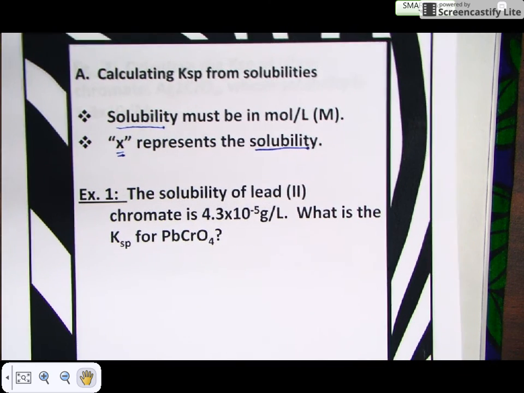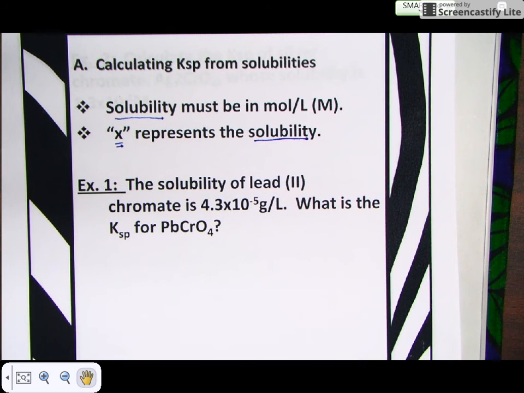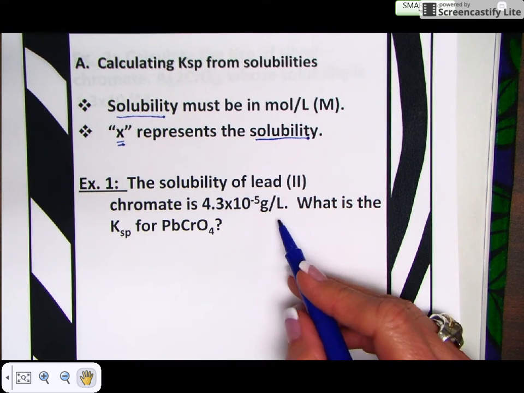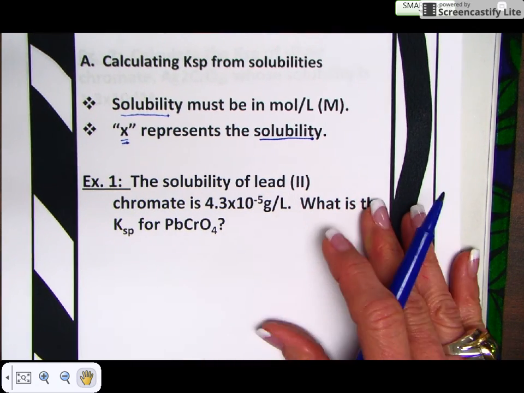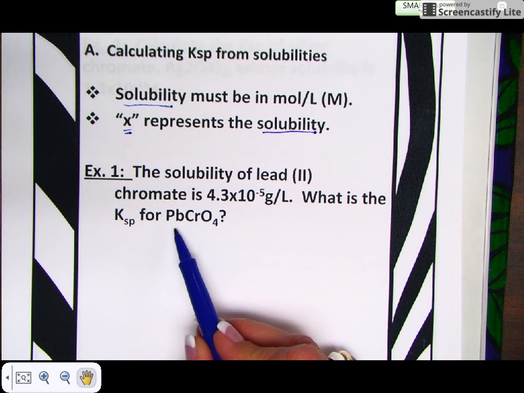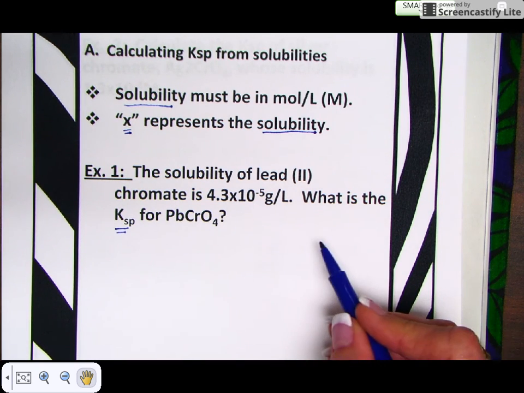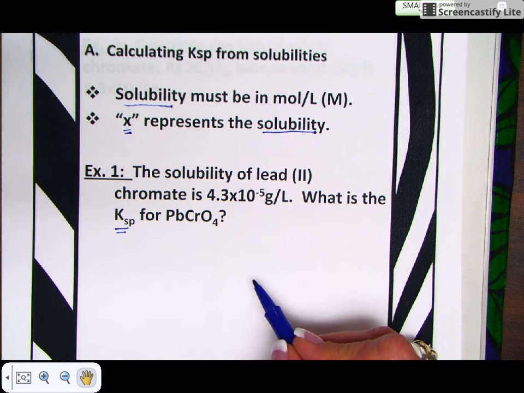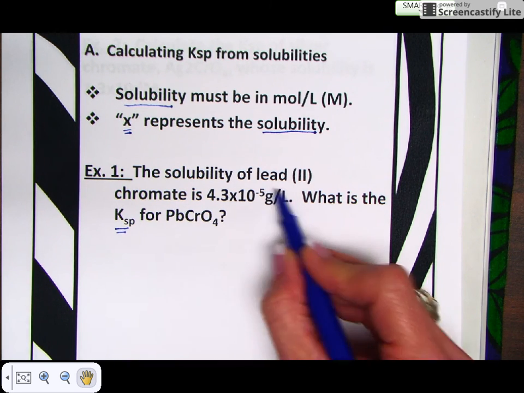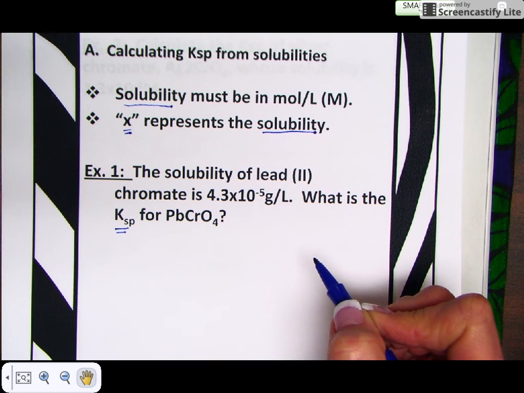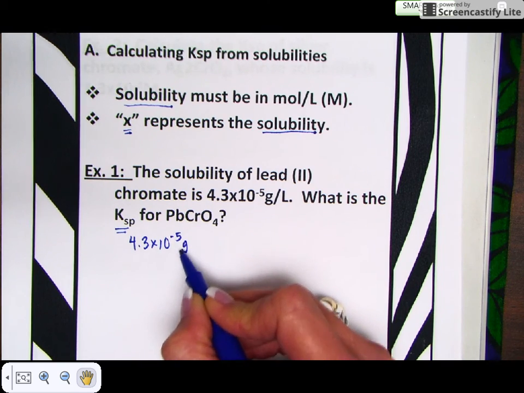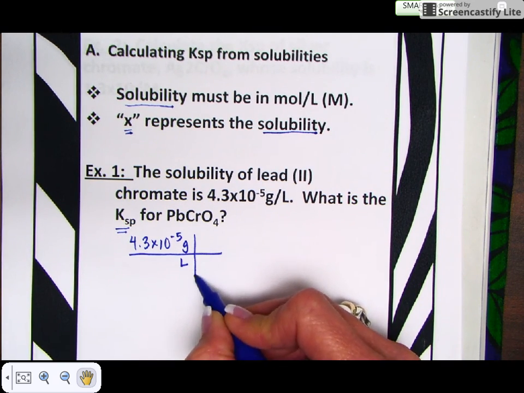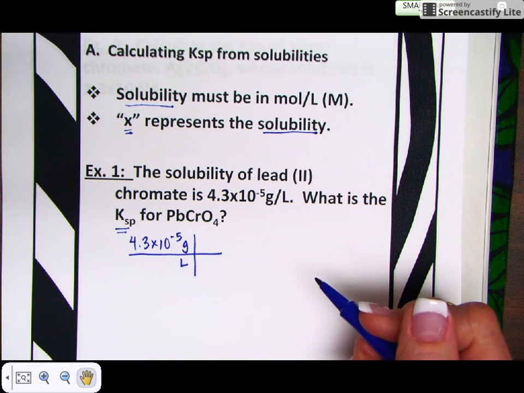Example 1 here in your notes says the solubility of lead 2 chromate is 4.3 times 10 to the negative 5 grams per liter. Now remember, solubility needs to be in moles per liter, so we need to do a conversion here. But it wants to know what is the KSP. So we want to find the equilibrium constant for this lead 2 chromate. First thing we need to do is convert the solubility to molarity. So 4.3 times 10 to the negative 5 grams per liter. We need to convert that to moles per liter.